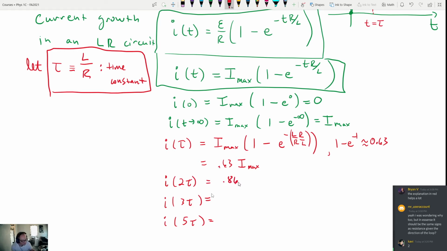If you do 3 tau, you're going to do 1 minus e to the negative 3. This is 95, so this is 0.95 of I max. And if we do 5 tau, now we're at 99.3, so this is 0.993 I max. So by this point, it should be fully charged, right? Pretty much. 99% charged, right?